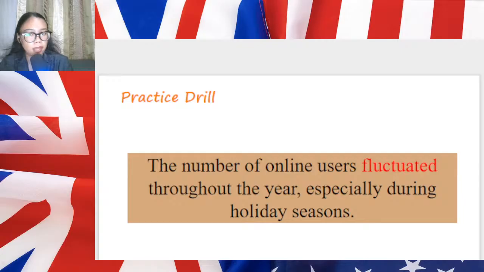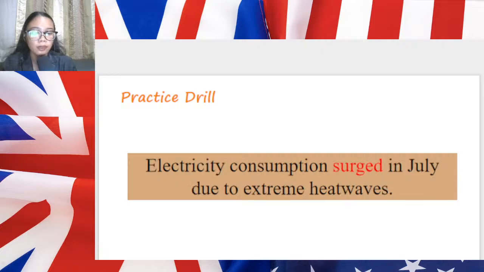Of course, I've already highlighted the words or the terms we've discussed earlier. I just gave you a sentence where this particular word is utilized. So we're just gonna read this together. All right, let's start. The number of online users fluctuated throughout the year, especially during holiday seasons. Electricity consumption surged in July due to extreme heat waves.